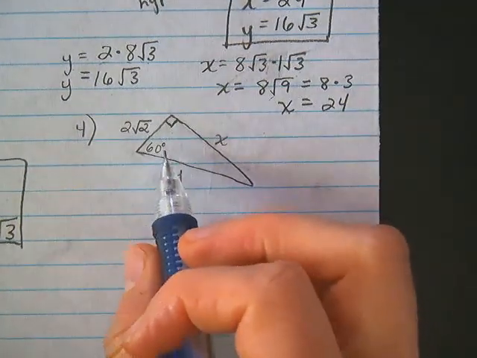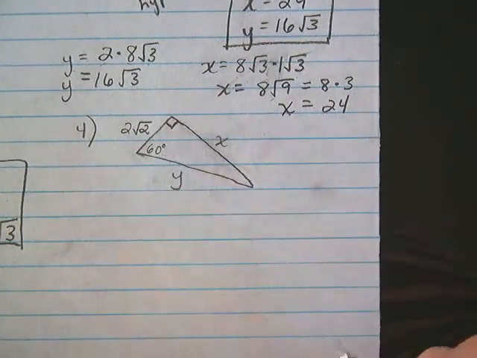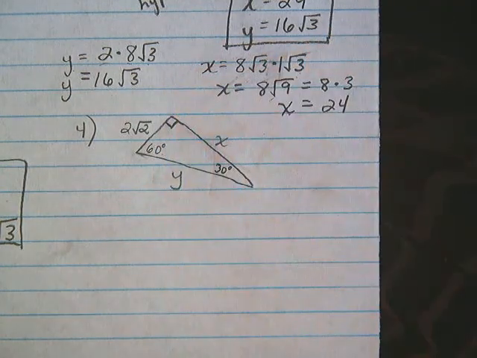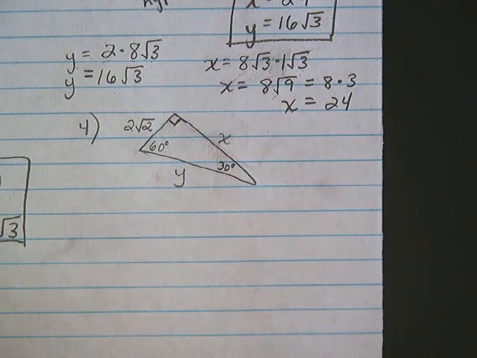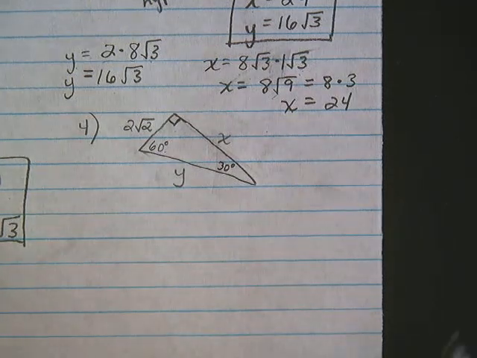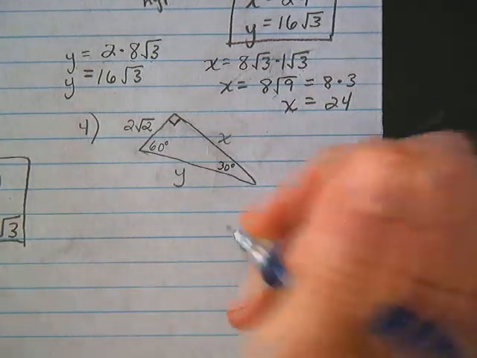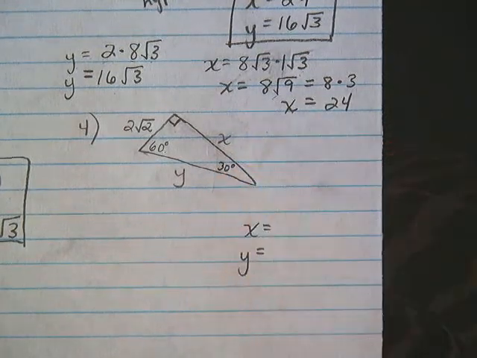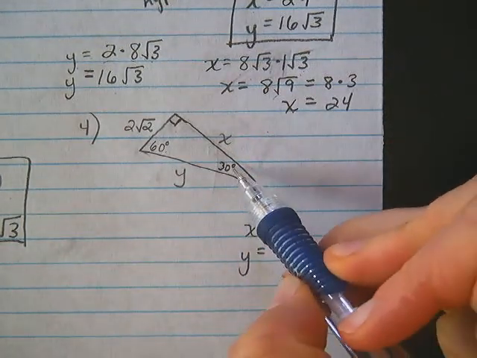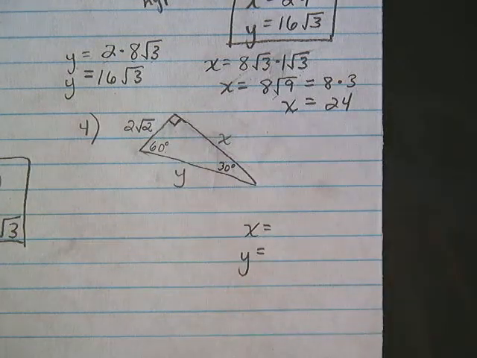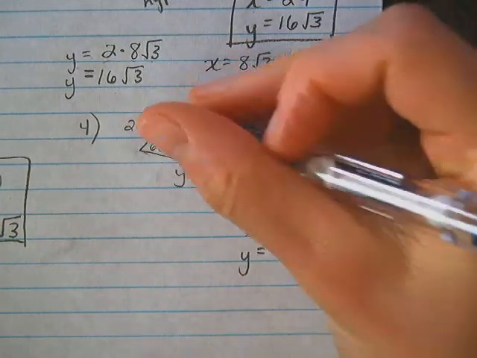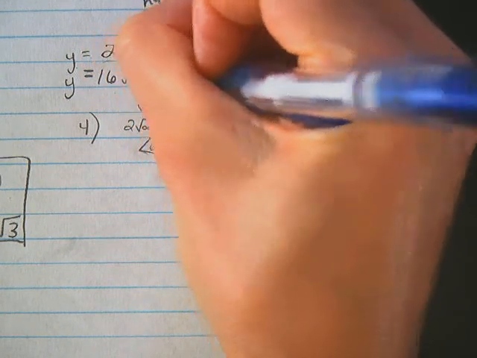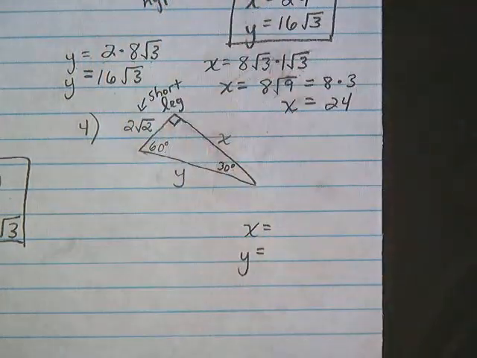So you got a 90 and a 60. If you add them and subtract them from 180, you're going to find out that the other angle will be 30. All right, and then we have to find x and y. So think about what you're given. We're given the side that's across from the 30. So remember, if it's across from the 30, that's the shorter side because that angle's not as big. So that would technically be the short leg.